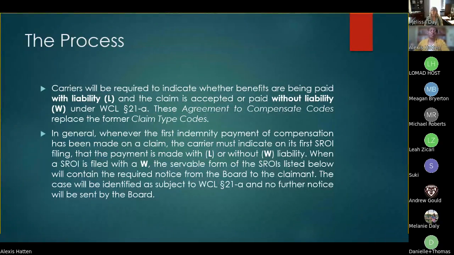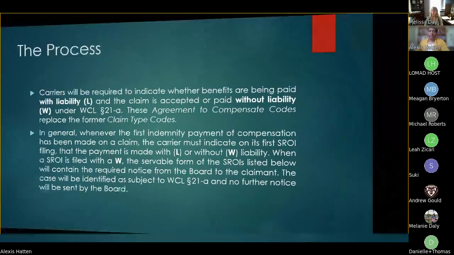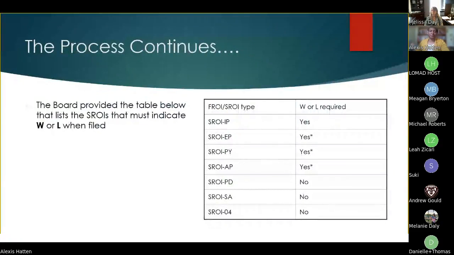And when it's with a W, that puts the claim in 21A status, and no further notice will be sent by the board. So these are the types of FROIs and SROIs that require W or L designations. Basically all of the initial payment SROIs: the SROI IP, the SROI EP, PY, and AP.